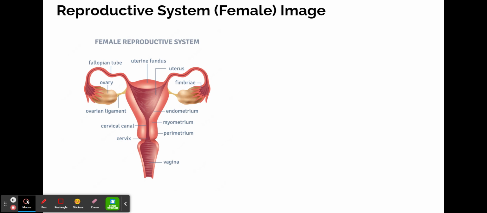The ovaries are located on either side of the uterus and produce and release eggs, called ova, during the menstrual cycle, which is the cycle that regulates periods. These eggs then travel to the fallopian tubes, which you can see over here, where fertilization can occur if they encounter sperm, which is produced by males.